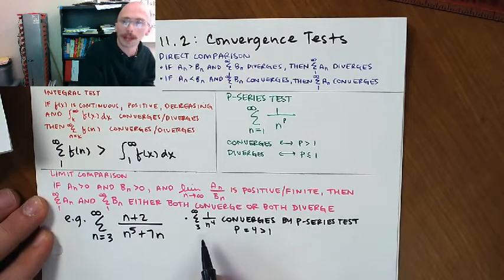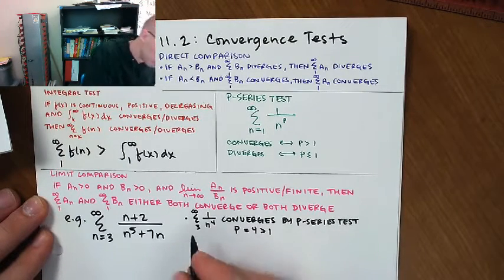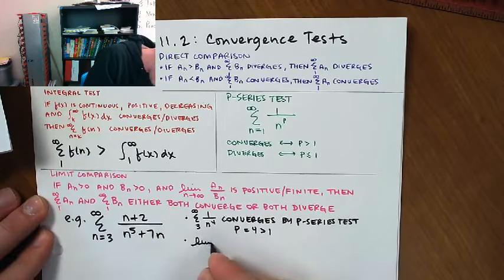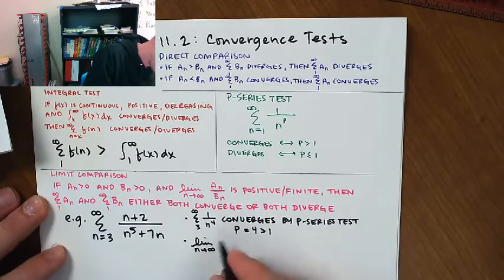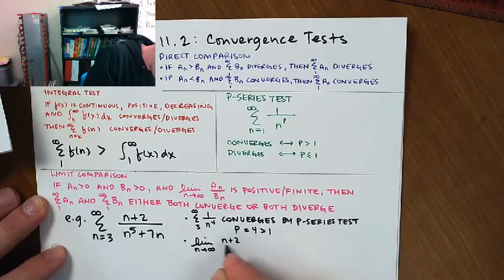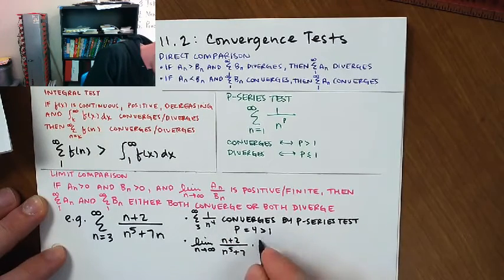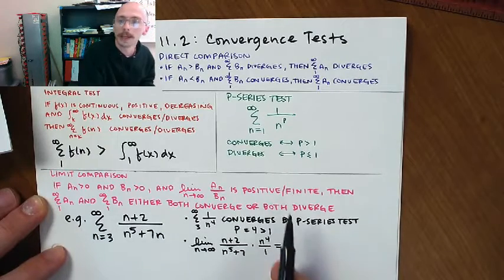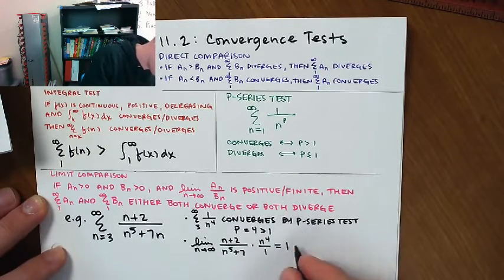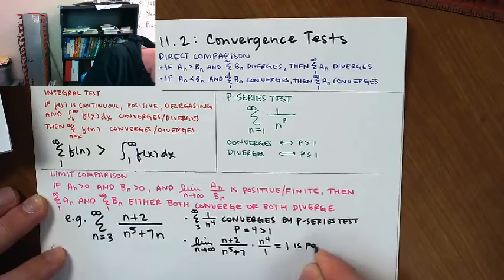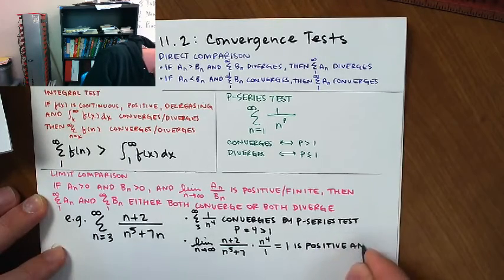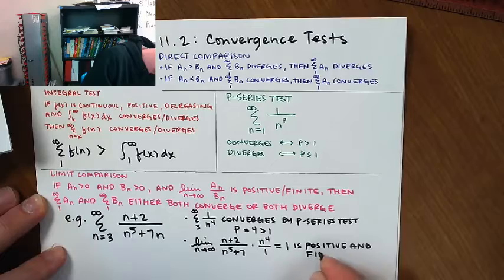Okay. Then, after that, I compute the limit of the ratio. Okay, that's the limit as n approaches infinity of n plus 2 over n to the 5 plus 7 divided by 1 over n to the 4, which is like multiplied by n to the 4 over 1. That limit is 1. Okay. Because it's positive and finite, I'm going to express that. Right, those are the conditions. And finite.